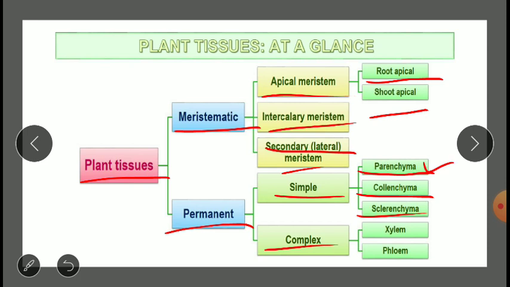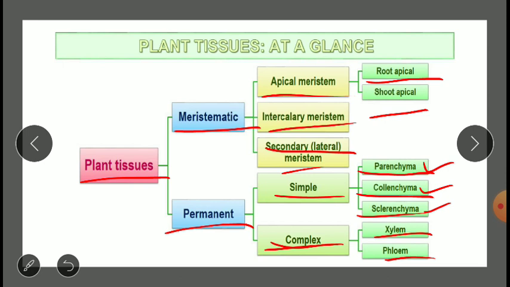Parenchyma is the living storage tissue. Collenchyma is the living mechanical tissue, whereas sclerenchyma is the dead mechanical tissue. Remember, sclerenchyma is a dead tissue, whereas parenchyma and collenchyma are living tissues. The complex tissues are of two types, xylem and phloem. Xylem is a water conducting tissue. It is made up of three dead elements and one living element. The three dead elements are tracheids, vessels and xylem fibers. And one living tissue is the xylem parenchyma.